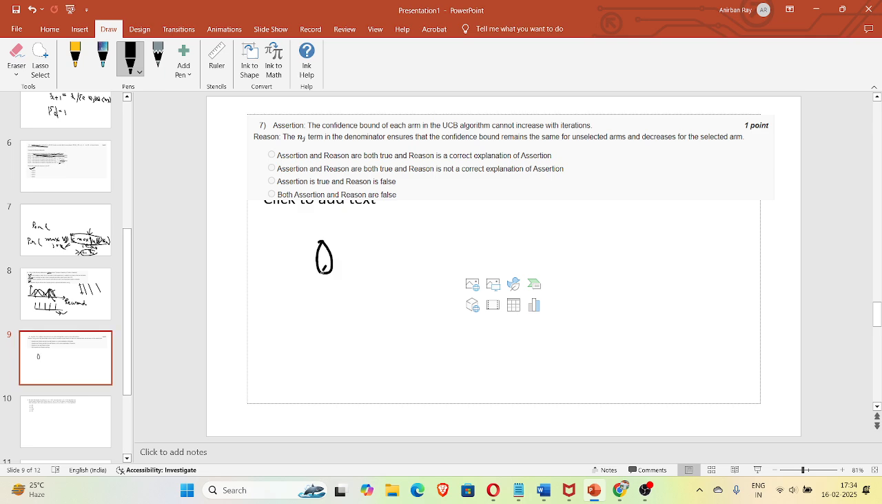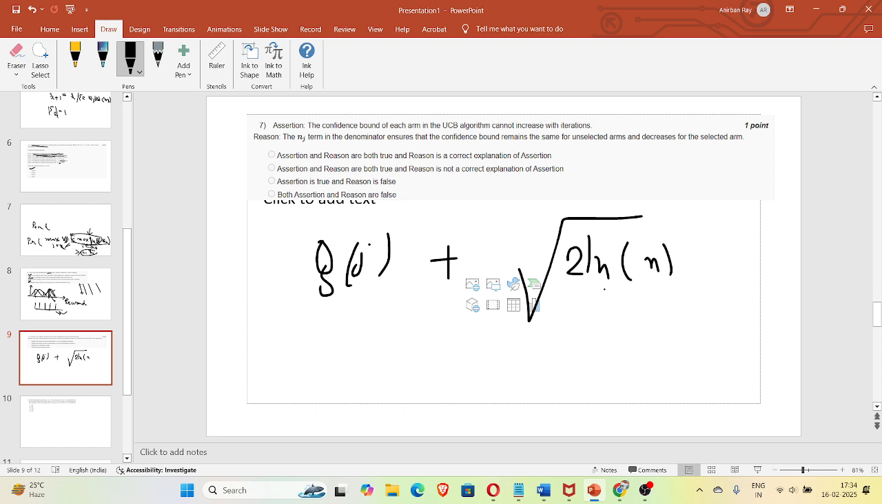So in a UCB algorithm, what we have is Q_j. So j is that arm, and j can be any arm, not optimal or anything. Q is the reward function, and we are adding this expression, which denotes the uncertainty we have in estimating the true reward of that arm.